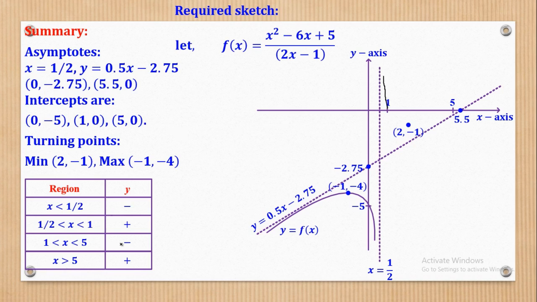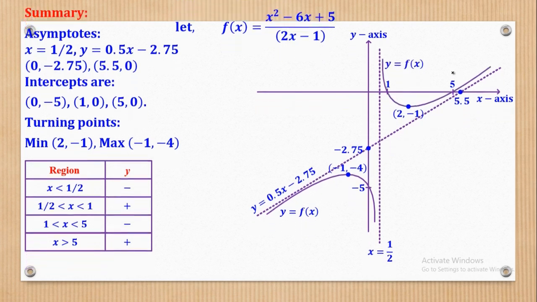Then 1 and 5 is negative, so it will be the whole of this, this is the minimum point, up there. Then greater than 5 is positive, so it will go above the x-axis. So let's do that, and label it. So basically, that is what they wanted.